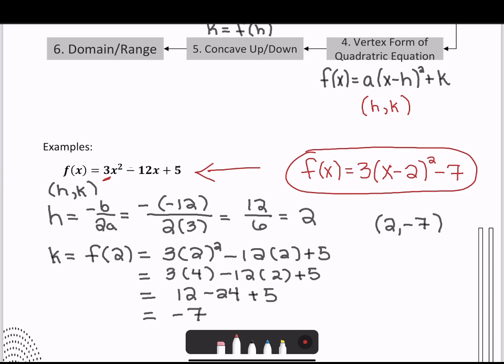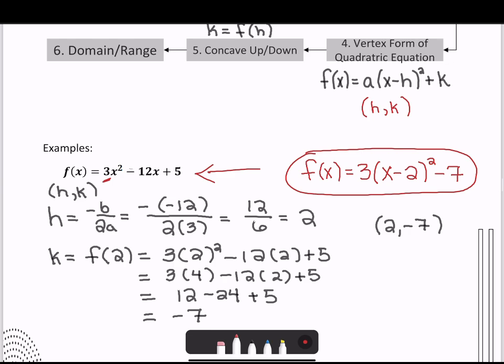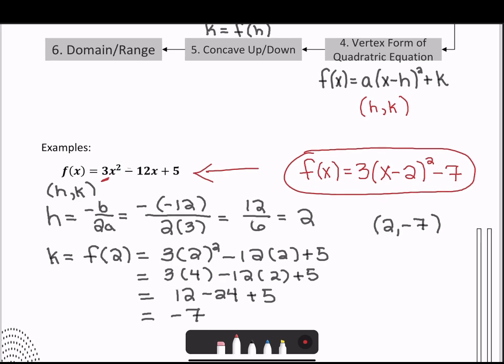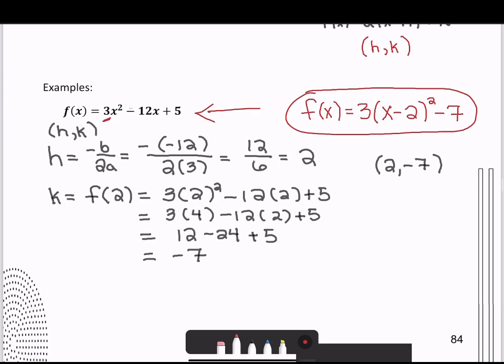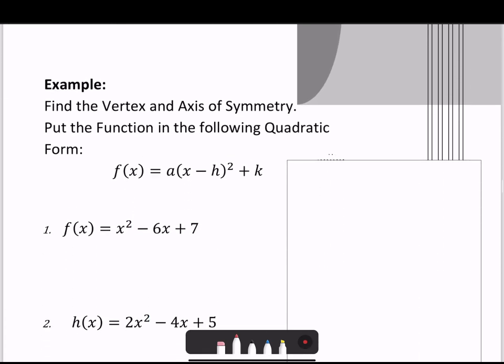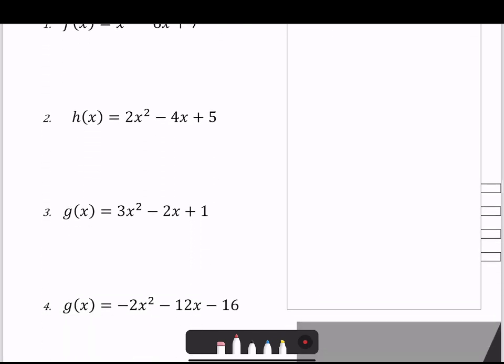Okay, so that's how you find the vertex. You know what I'm gonna do? I'm going to do another example. Is that smooth? Let me do another example. Do it here. All right. I feel like 1 is too easy. Let's go to number 3.